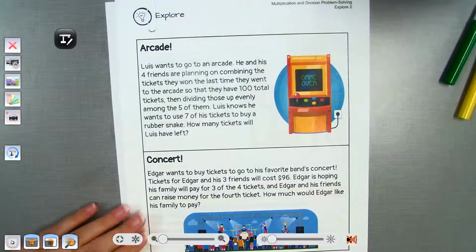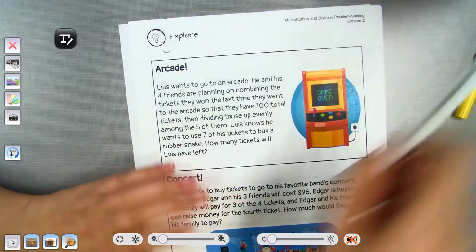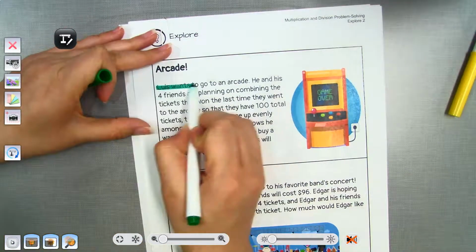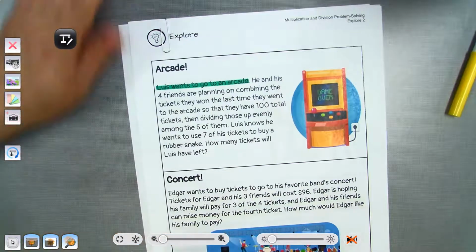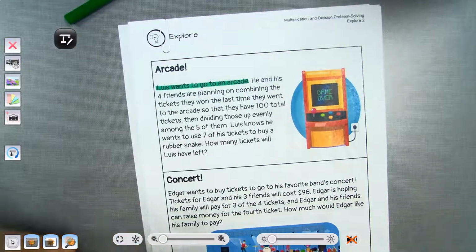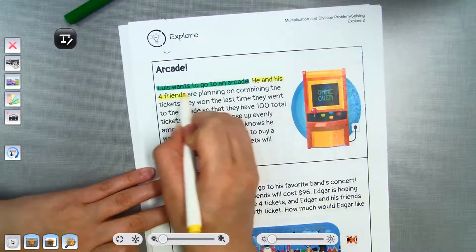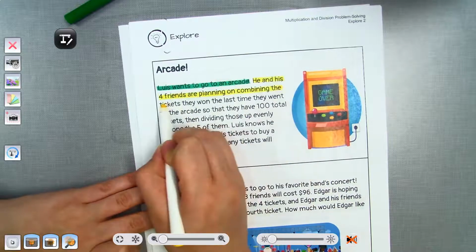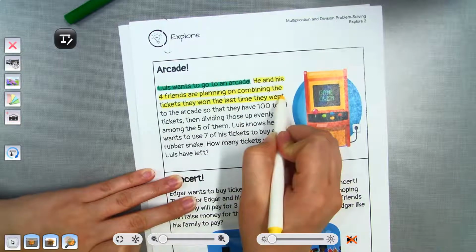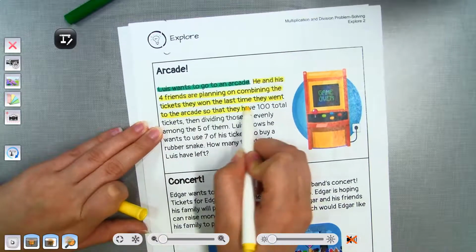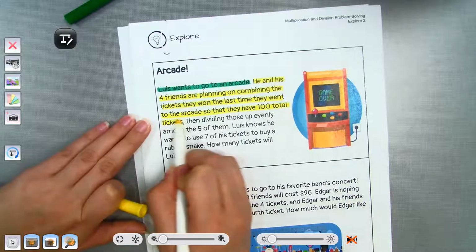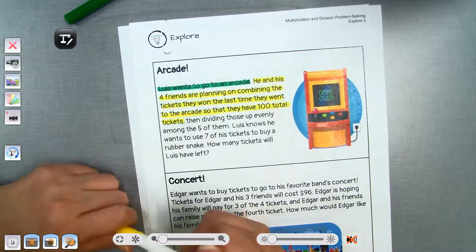Okay, this one's kind of big. So the first thing it says is Luis wants to go to an arcade. Okay, so we don't have any information to use out of that one. It says he and his 4 friends are planning to combine the tickets they won the last time they went to the arcade so that they have 100 total tickets.